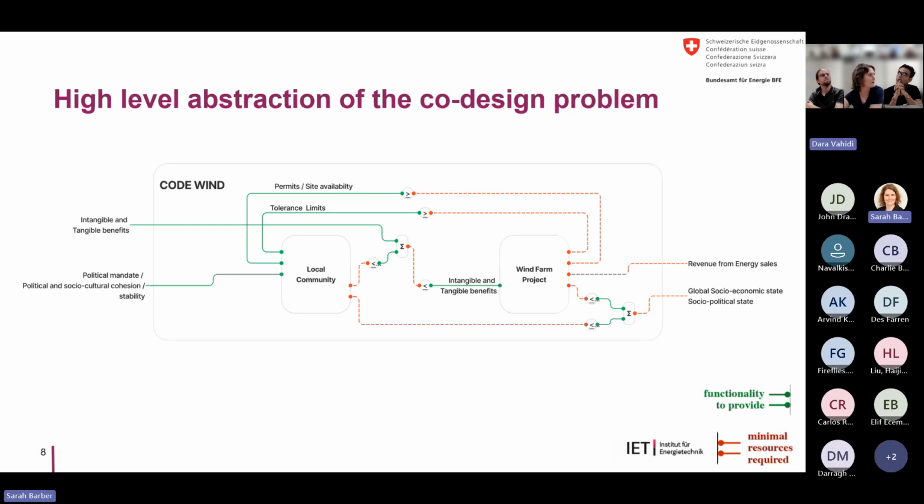If you're interested in the details, I won't talk about it too much, but this is a high-level abstraction of a co-design problem, where for example, the green things are the functionalities and the red things are the minimal resources. So we're basically saying we have this local community who have certain tolerance limits. So there's a certain area they want to take up, or a certain noise level they don't want to exceed. And there's certain site availability. And then there's certain benefits that they might have, but there's also certain political mandates. And then you have the wind farm project itself.